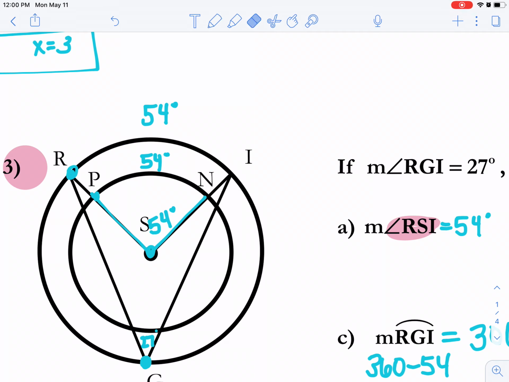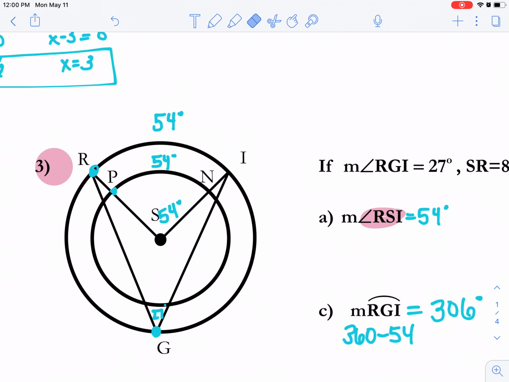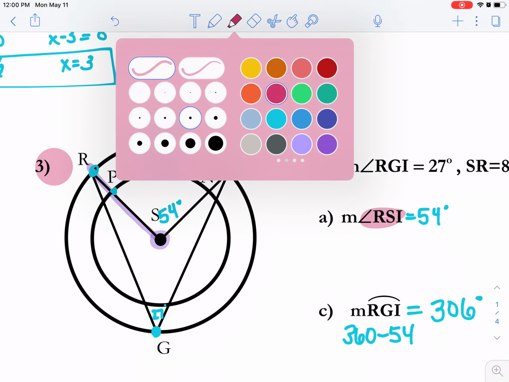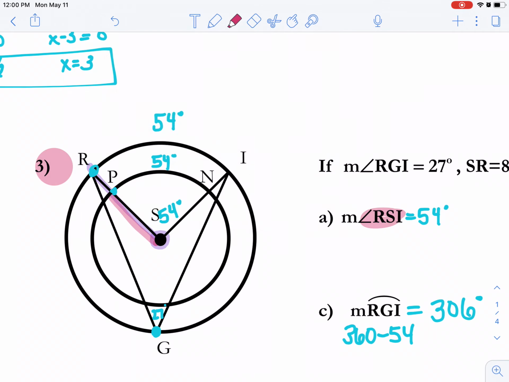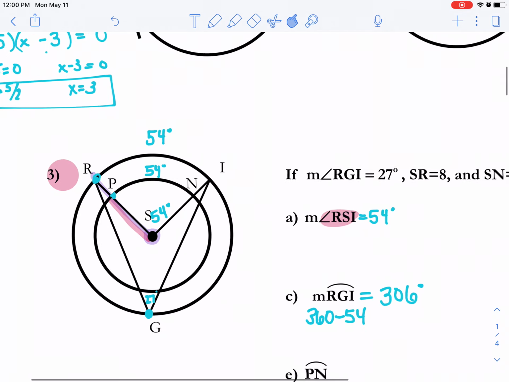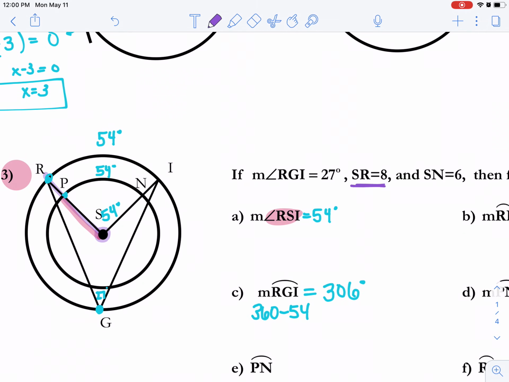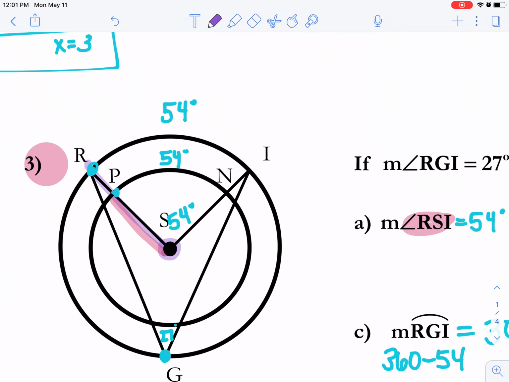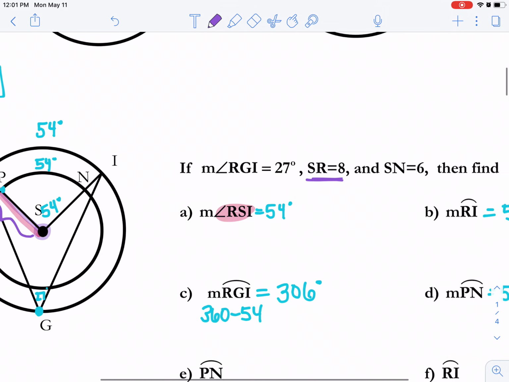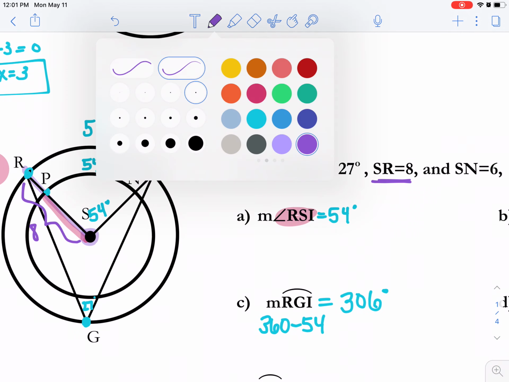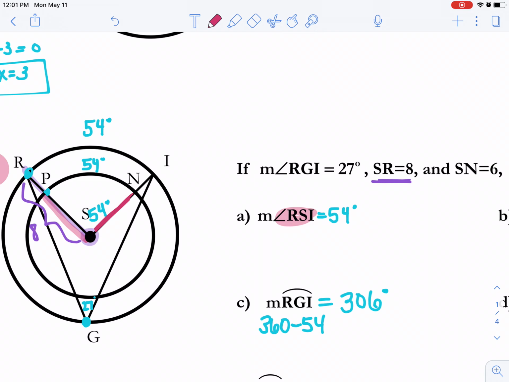So visually we see that arc RI is going to be longer than PN because it's a wider arc, right? The radius from each arc is different. The radius from the center to R is different from the radius from S to P, right? In fact, that's some missing information we should fill out here. Looking at the given information here, it says segment SR is 8. So SR, the long radius, is 8. So the radius of the large circle is 8. Then SN, the radius of the smaller circle, SN, is 6.